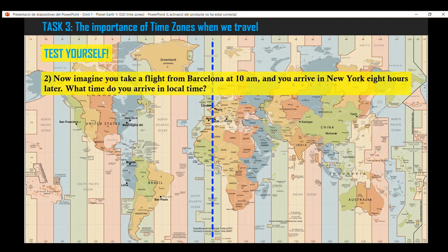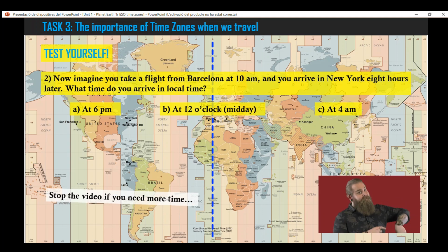Question 2. Now imagine that you take a flight from Barcelona at 10 a.m. and arrive in New York 8 hours later. What time do you arrive in local time? A. At 6 p.m. B. At 12 o'clock. C. At 4 a.m.